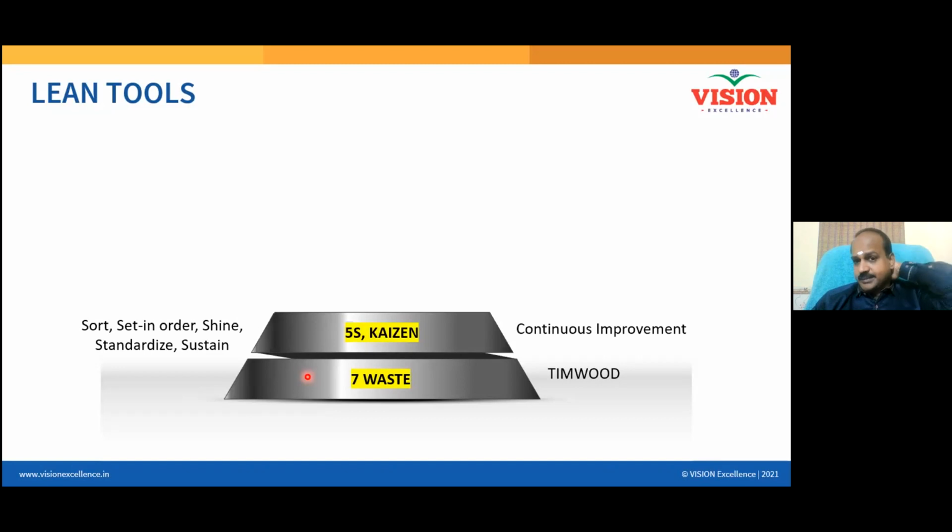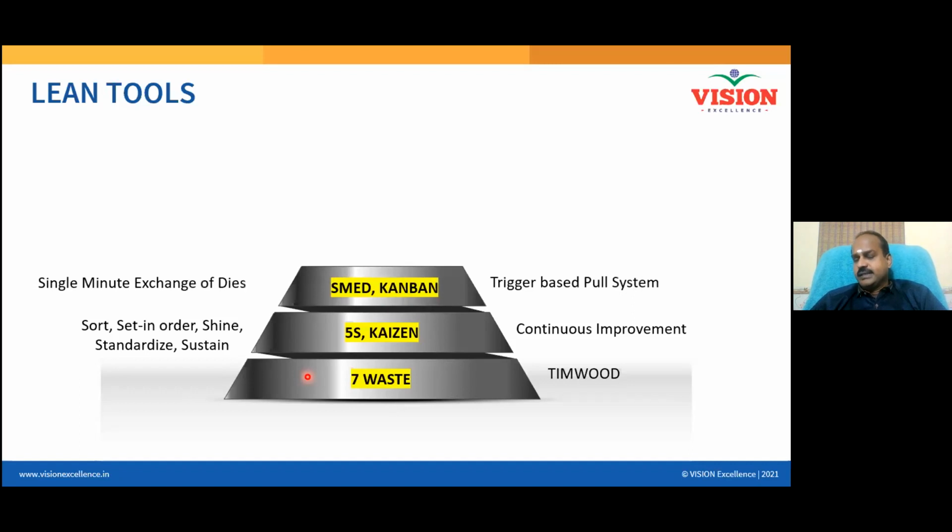Kaizen is a Japanese word where Kai stands for change, Zen stands for better. If a better way of doing a work exists, please adopt it. That thinking is called Kaizen. And then tools like SMED and Kanban. SMED means single minute exchange of dies. What does it mean? It is nothing but setup time reduction.